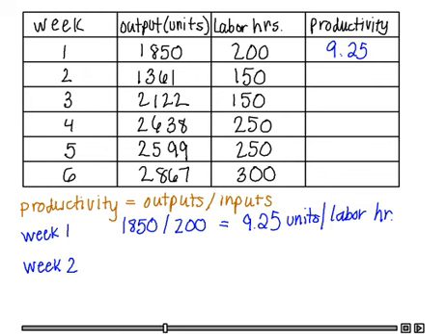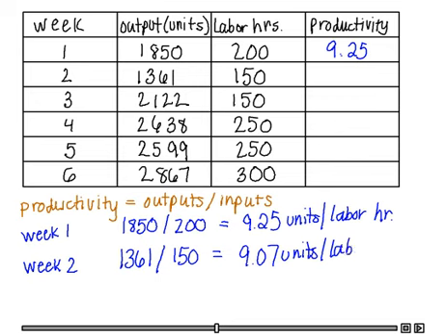Okay. Now for week 2, we're going to look at the output in units, 1,361, and we're going to divide it by the labor hours for the week, which is 150. And we come up with a productivity number of 9.07 units per labor hour. 9.07.